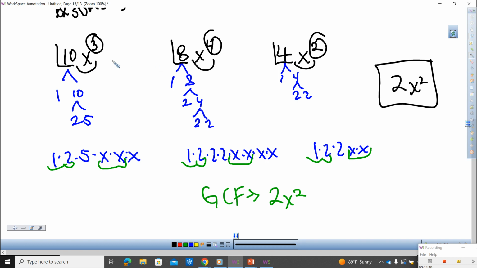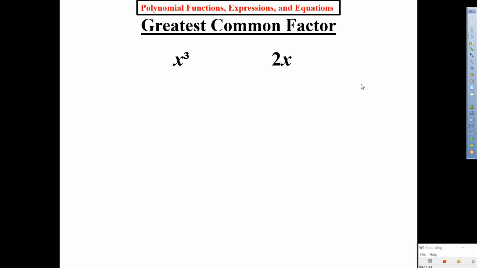Because look, if I was to write this as a polynomial, it would look like this: 10x cubed plus 8x to the 4th plus 4x squared. Does that look like a polynomial? Yes. But it's not in standard form. We would have to write it in standard form and then identify the GCF. Okay? So with that said, copy example number 1.